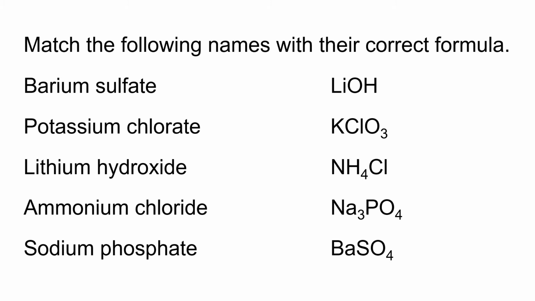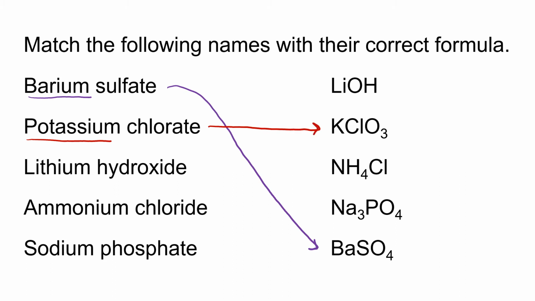Well, when we take a look at barium sulfate, we know barium has the chemical symbol Ba, and sulfate has the formula of SO4 2-. So barium sulfate is going to be this last one down here. When we take a look at potassium chlorate, we know potassium has the symbol K, and chlorate is ClO3-, so it would be directly across from it.